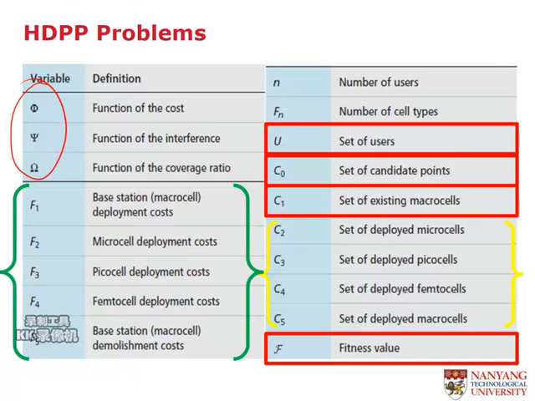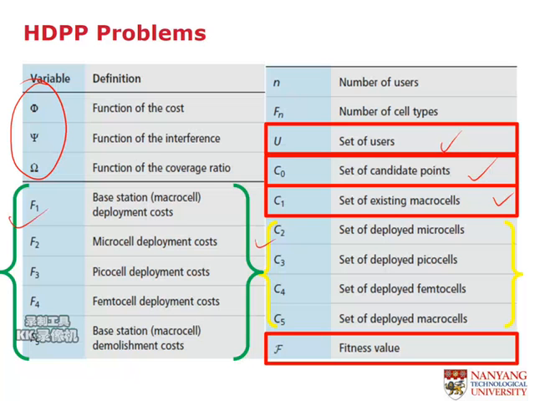And I have shown some red rectangles here to mark some important denotations. Here it means the set of users. Here is the set of candidate points. We should deploy our cells at these points. And C1 means the set of existing power cells. It means that before deployment, some real macro cells for 3G or 4G systems are already there, to describe real environments. To solve these problems, there are many kinds of cells, as shown by the yellow bracket and the green bracket.